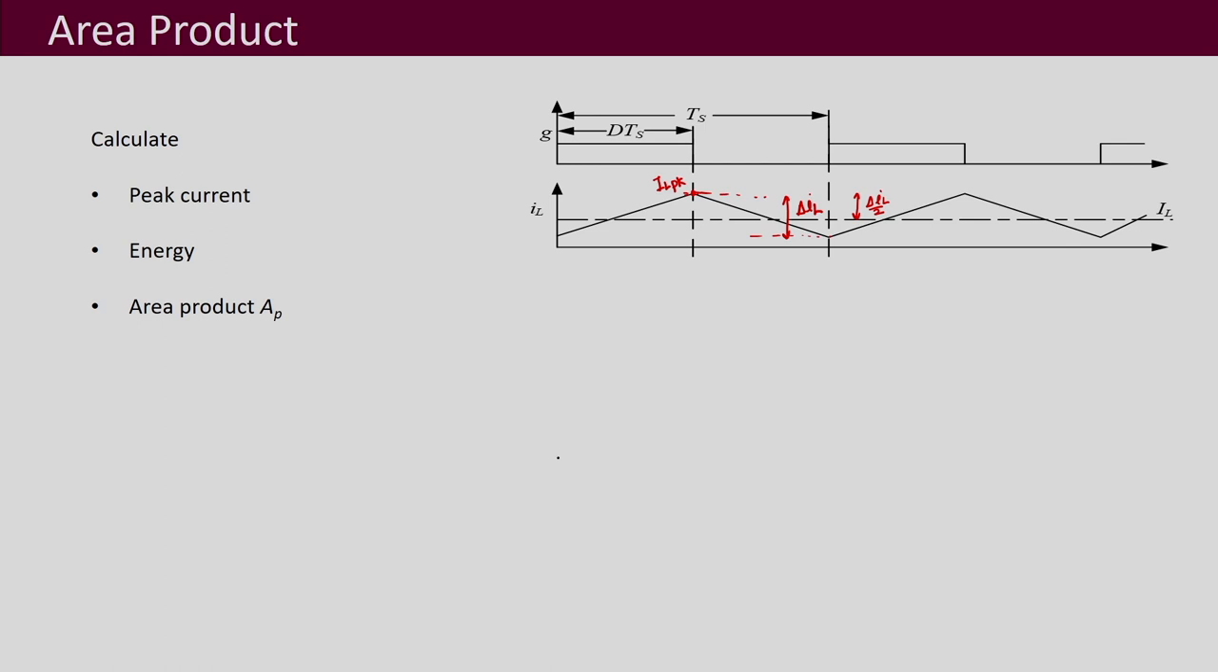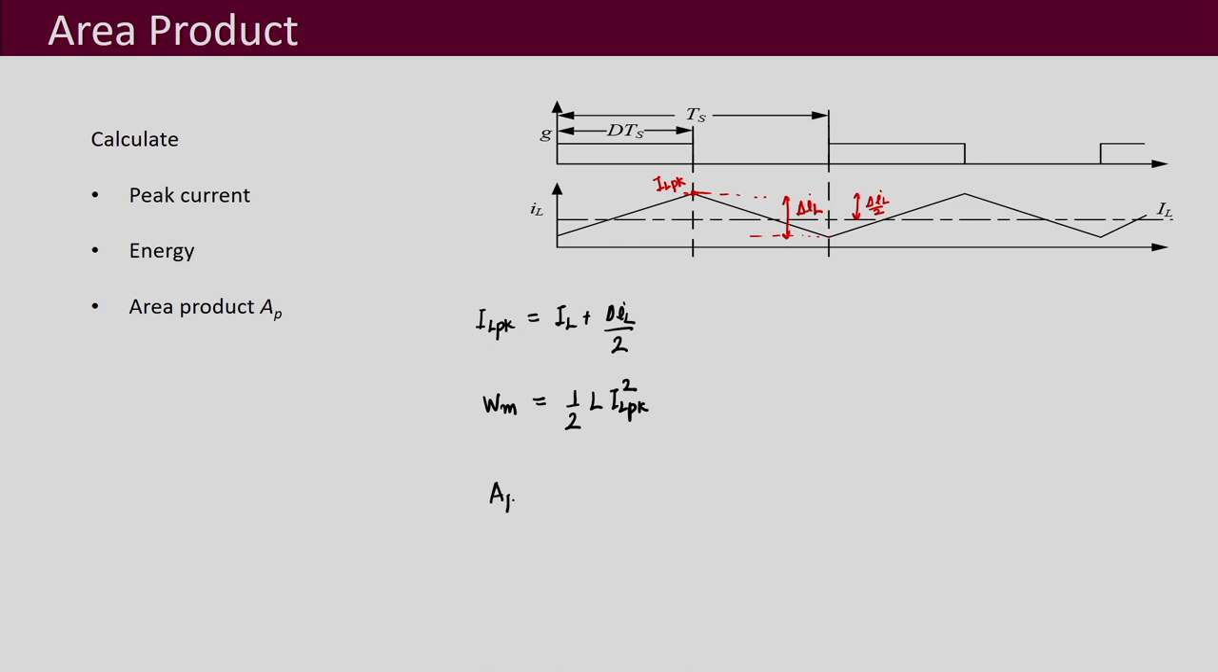So first you need to calculate your peak current. The peak current, IL peak, will be given as equal to IL plus delta IL by 2. Then we calculate the energy Wm, which will be given as equal to half L IL peak square. So this is the maximum energy that is going to be stored in that inductor.